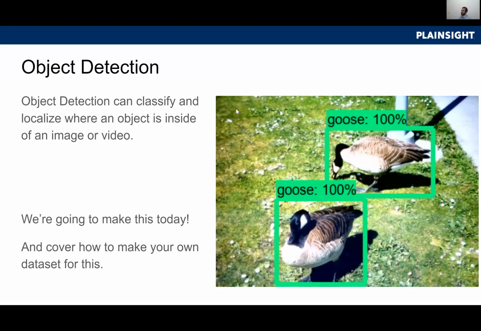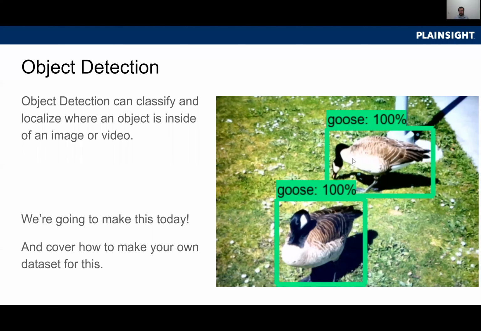But a lot of times you want to do something like object detection. Object detection can classify and localize where an object is inside the image. It'll try to give an estimate of precisely where it is. So here, it's drawing a rectangle around it. Maybe it's not 100% perfect. You can see there's several pixels here. So it's not pixel perfect in this case, but it's a really good estimate of where the object is inside the image or video.